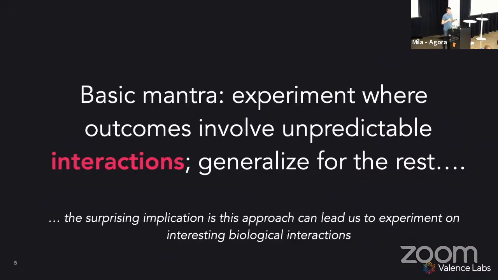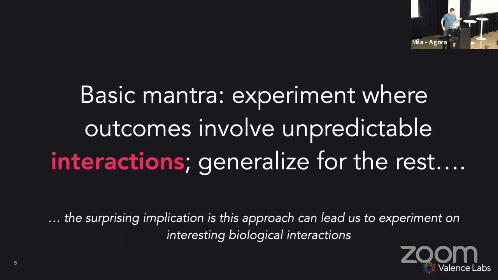The basic mantra that we've taken in this work is that we should experiment where outcomes involve unpredictable interactions. We're going to spend most of the talk defining what we mean by that. And then we should just generalize to the rest, right? Machine learning tends to be really good at generalization. Let's generalize where we can and experiment where things are unpredictable.